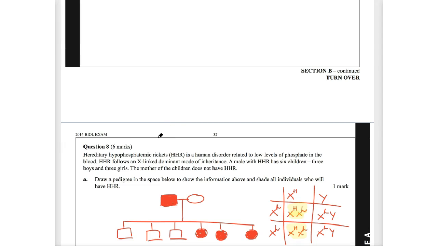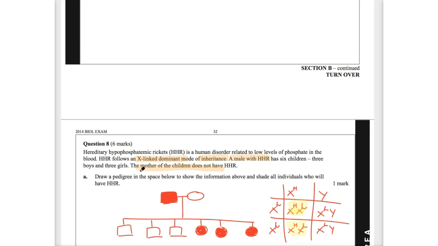Okay. Question 8. Hereditary hypophosphatemic rickets, HHR, is a human disorder related to low levels of phosphate in the blood. HHR follows an X-linked dominant mode of inheritance. A male with HHR has 6 children, 3 boys and 3 girls, but the mother of the children does not have HHR. So the mother is unaffected.